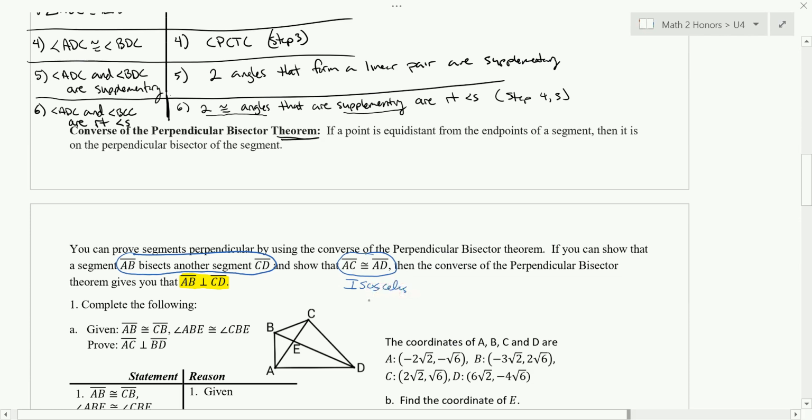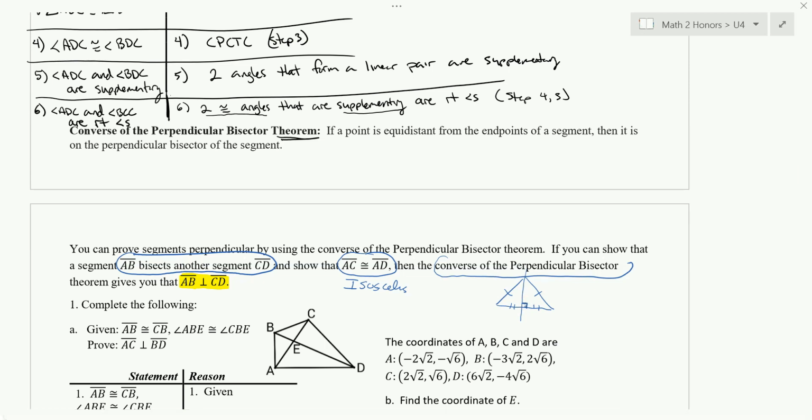Okay, and if we can show, so if I were to draw this, we have this situation. I've got an isosceles triangle, and then I have this line that bisects. So you have a segment bisector, and you have the isosceles triangle. Then we can use our converse of the perpendicular bisector theorem to say that we have to have perpendicular. Okay, so that's what we're needing and how we use it.